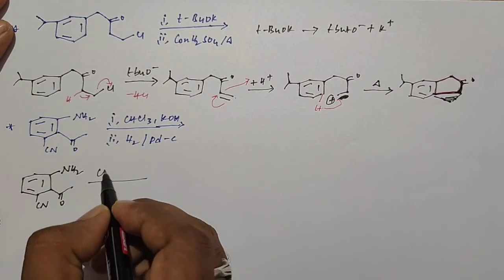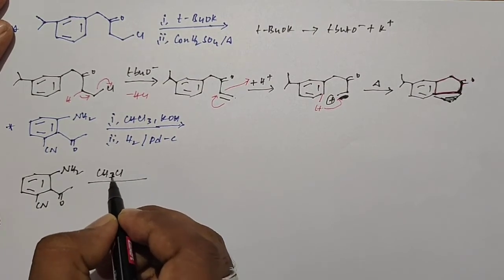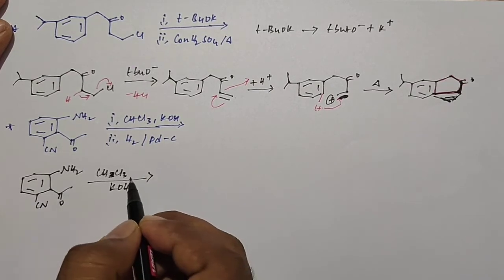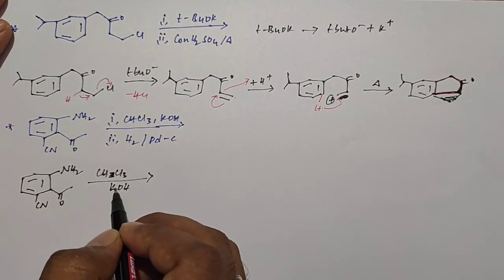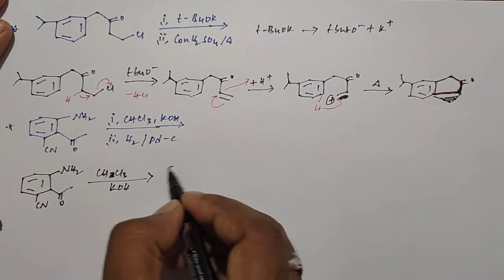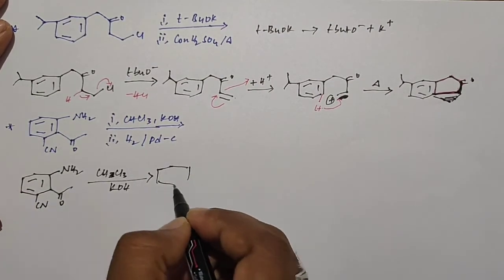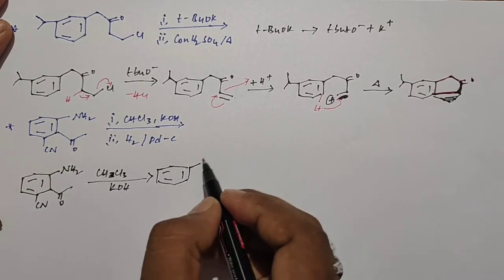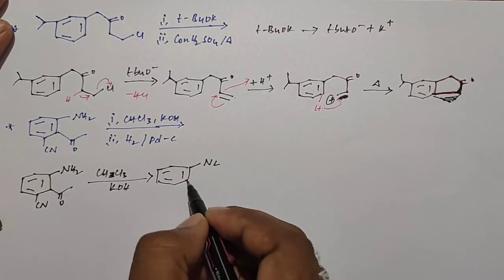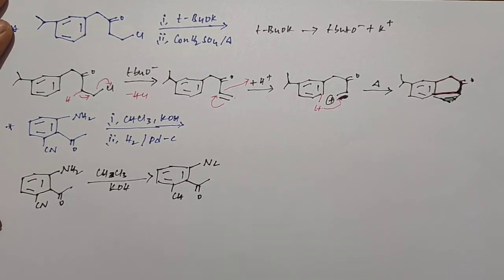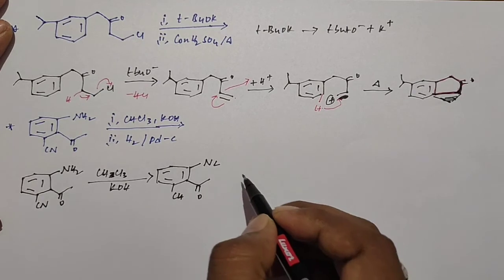This compound reacts with chloroform in the presence of strong base. This reaction is called the carbylamine reaction. At that time the amino group is changed into the isocyanide group. So then we get the product like this.